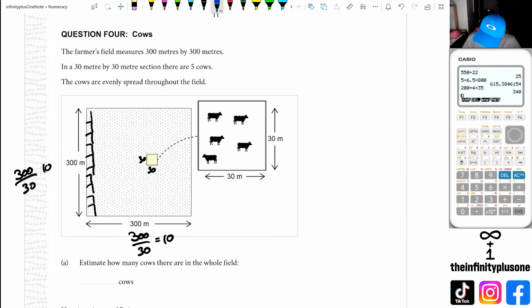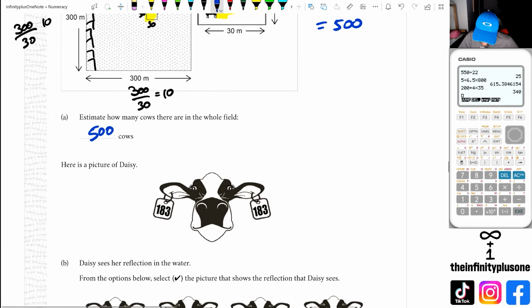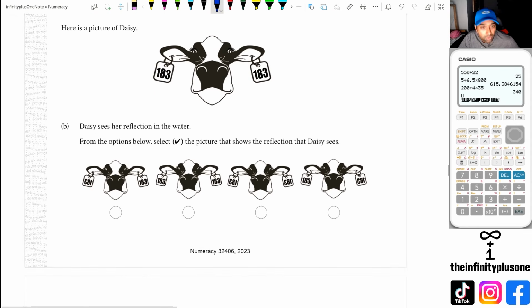So altogether, I have 10 times 10, which equals 100 squares. 100 of these highlighted yellow squares, right there. Now, if each of those squares has 5 cows, then I'm going to do 100 times 5, which is going to give me 500 cows. So that's pretty much it for question 4A. Next, we go to 4B.